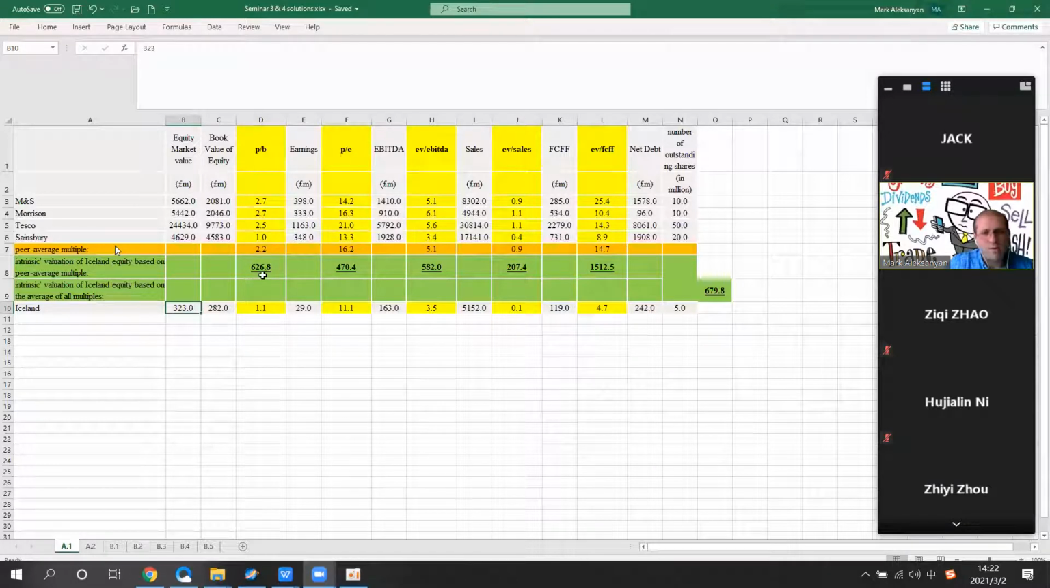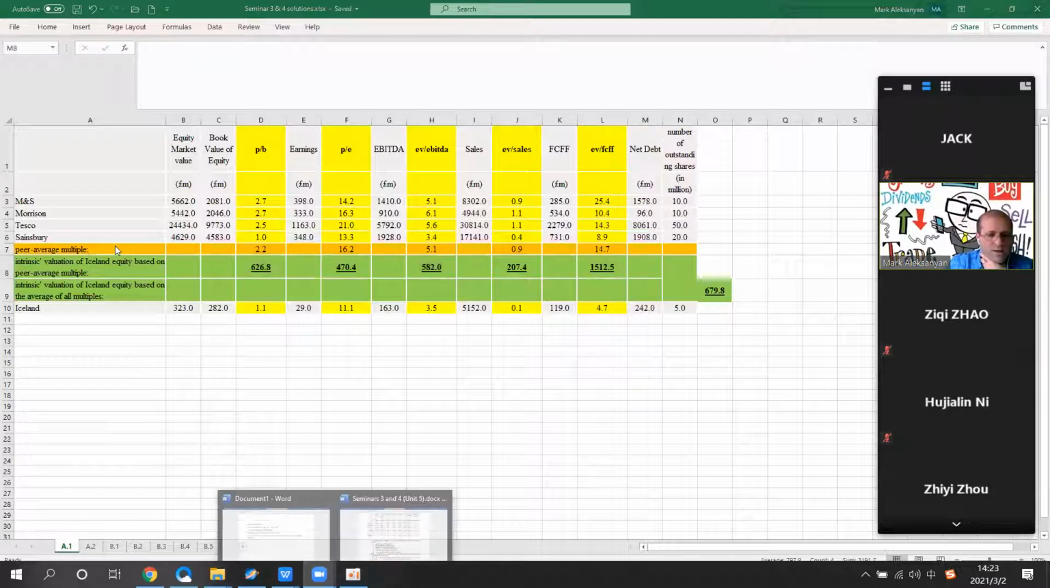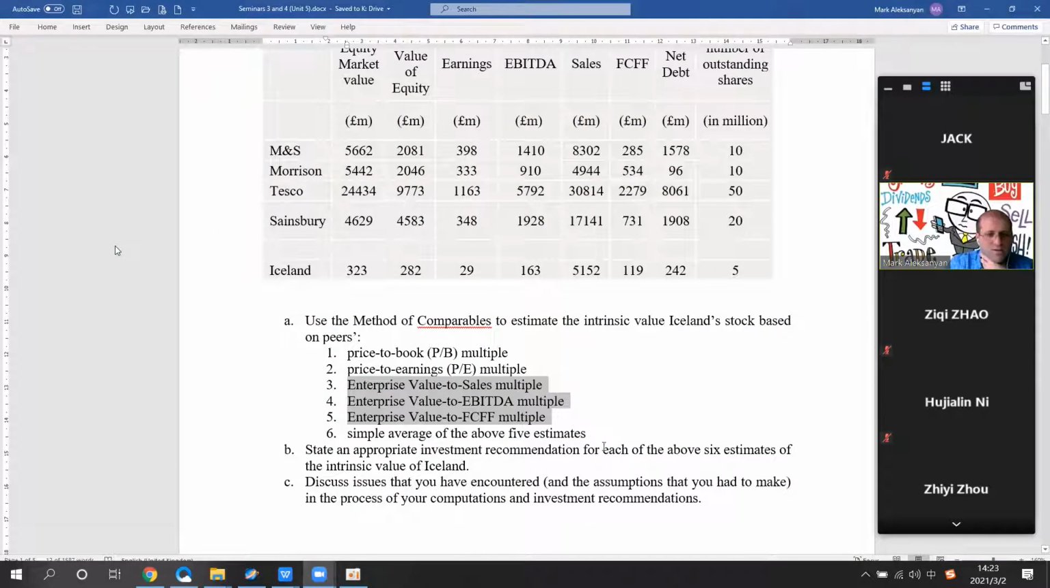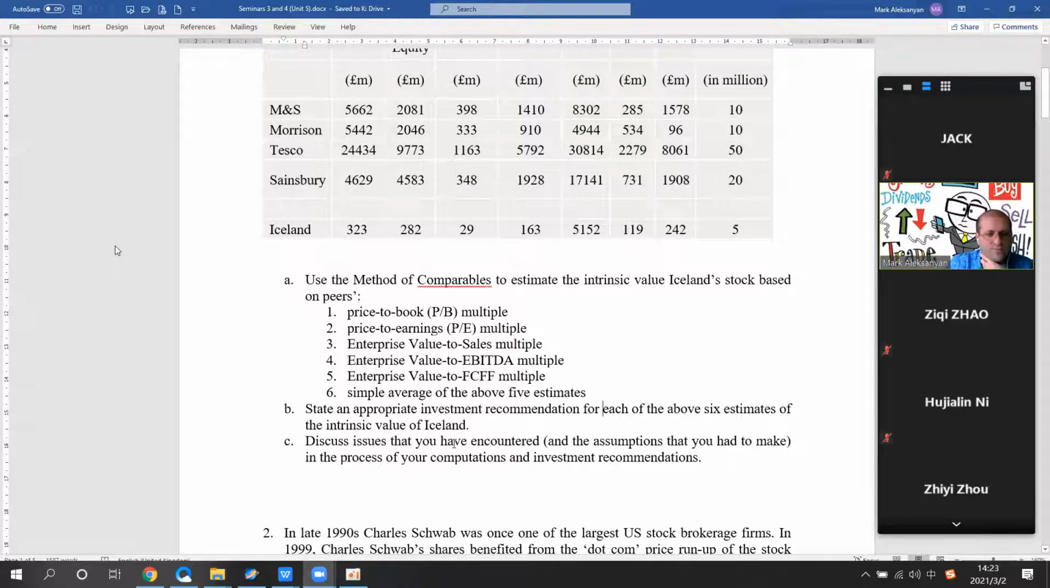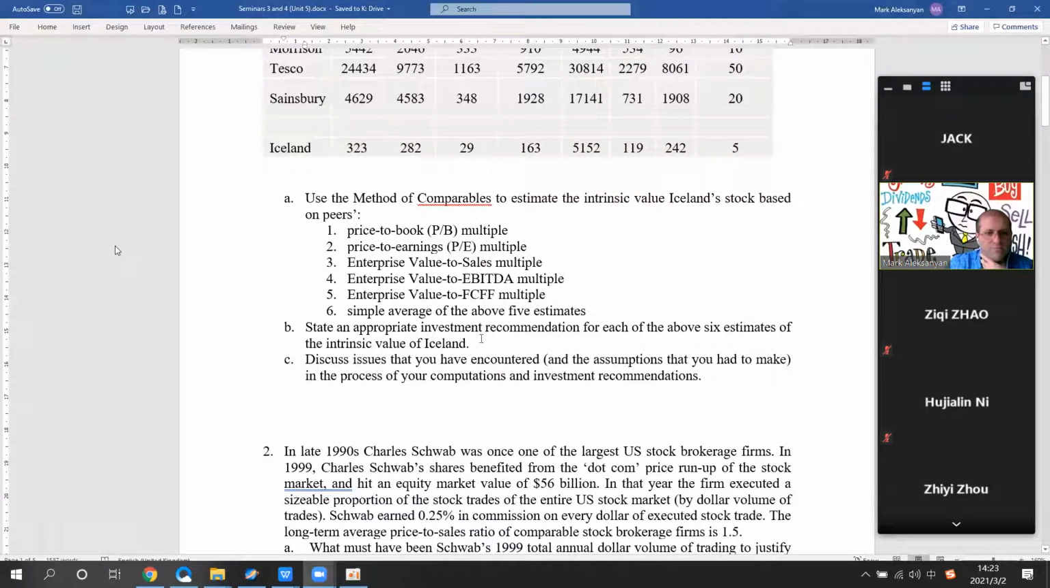So if we are making an investment recommendation, we're probably just looking at these four numbers. Let me just not highlight this one. If we only based our valuation on these four numbers, 1, 2, 3, 4, they all are much greater than the current valuation, current price. So maybe our investment recommendation should be buy. Okay, but you see, in this question we need to state the appropriate investment recommendation for each of the above estimates.